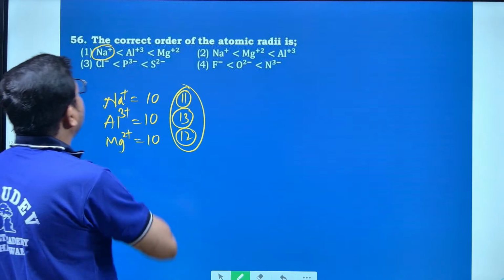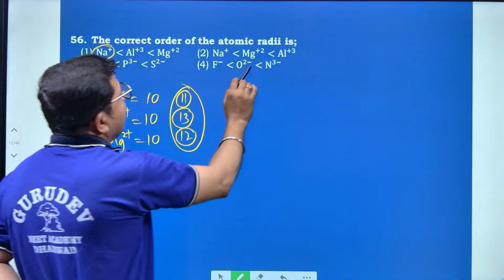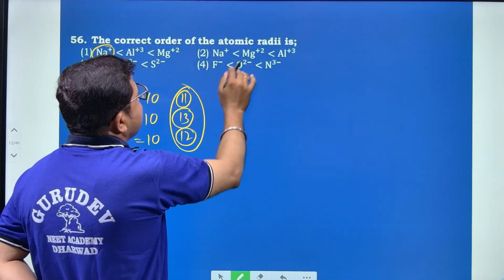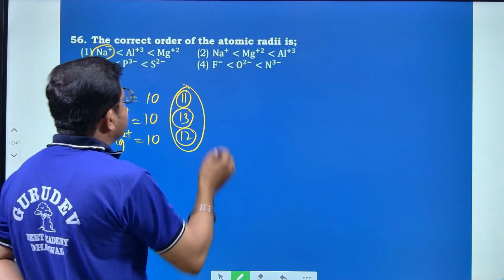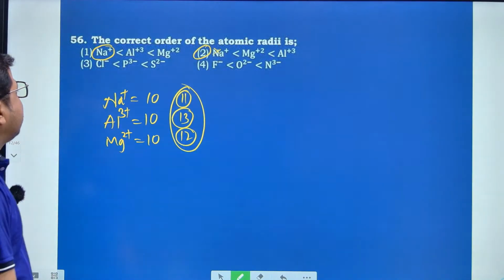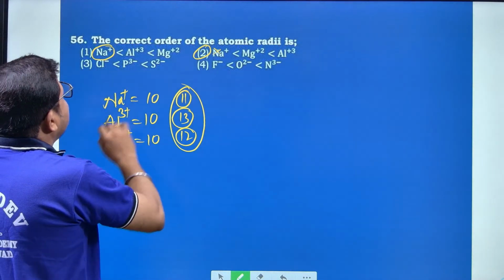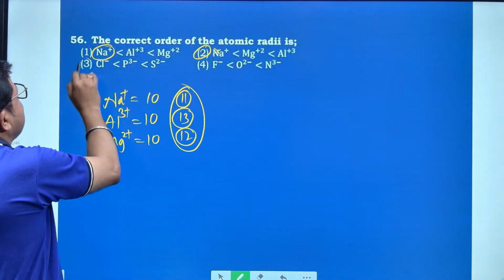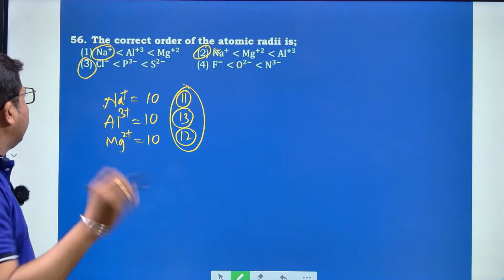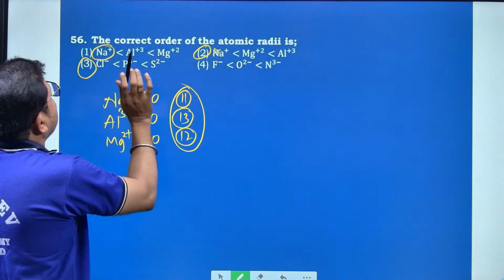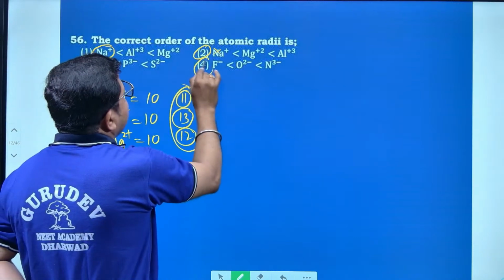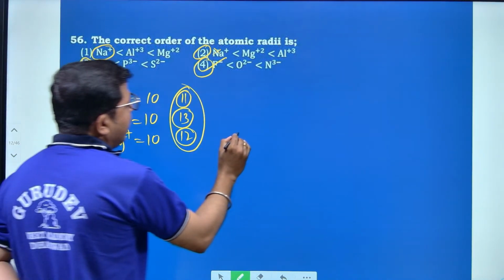So option number 1 is discarded. And option 2 also, they have given Na+, Mg2+ and Al3+. Option 2 is also not considered because of the variation in the size, because of the protons. And next, Cl-, P3-, S2- is also not in the order because it is also not having a proper addition of electrons rule. Hence, here in the option number 4, what they have given, F-.